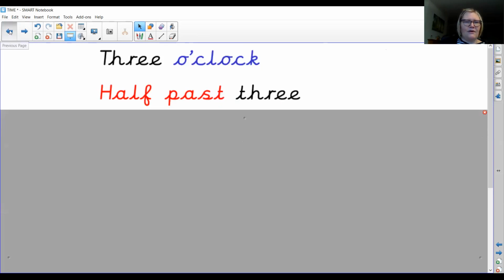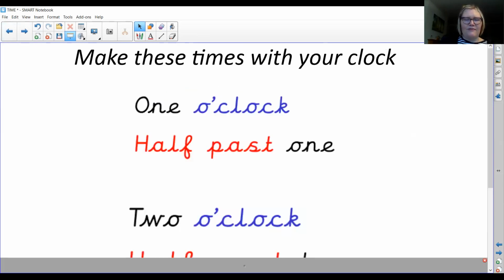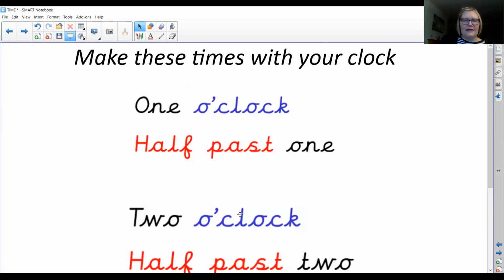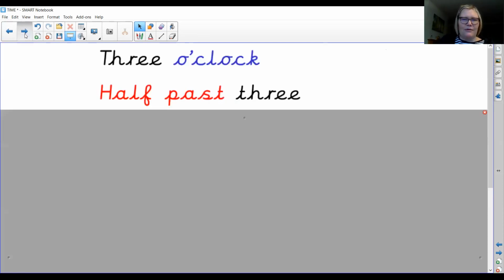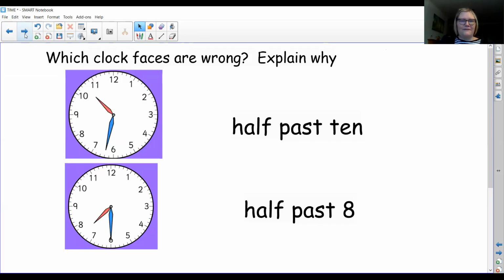Okay. So with your own clock now, again, we've actually made some half times. So you might not need to do this really. We could skip that, couldn't we? Because we have already done that. I'd forgotten where that one was.